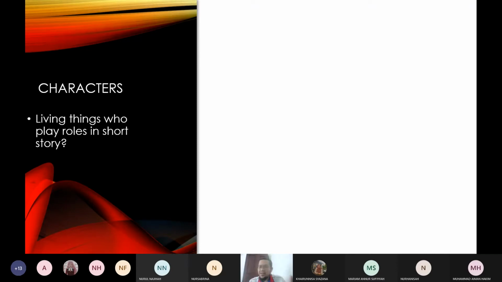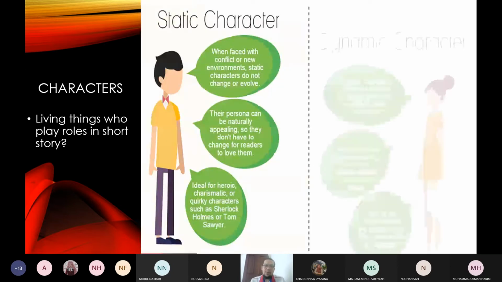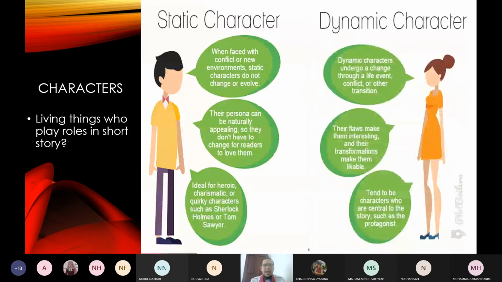So character is actually living thing who play role in short story. A living thing or non-living thing. Kadang-kadang ada juga benda yang bukan hidup tapi dia main peranan. Contoh macam mungkin cerita tu tentang satu buku yang telah mengubah orang punya hidup. So dia main peranan lah. So it's also the character. So basically when we talk about character, we talk about two things.